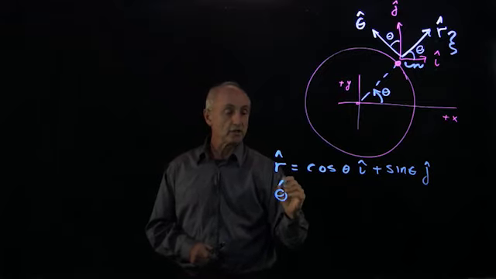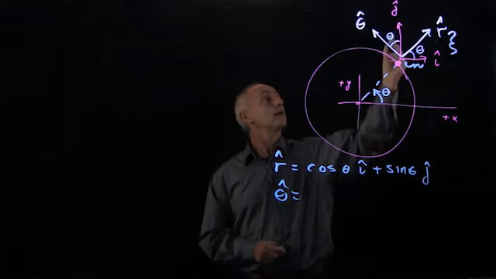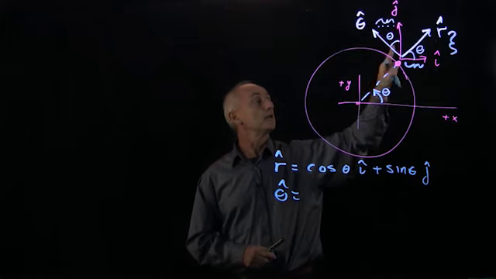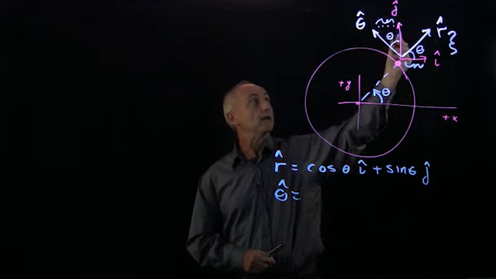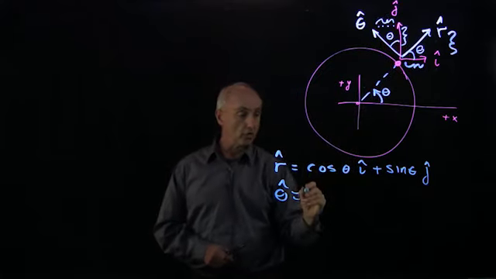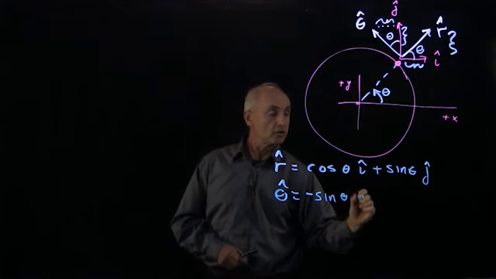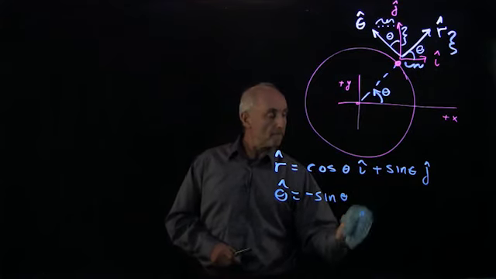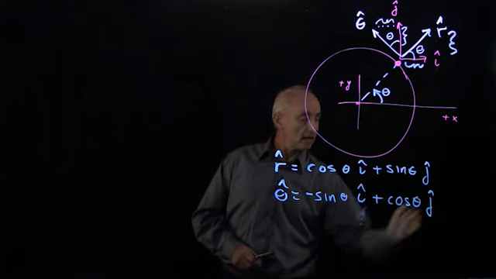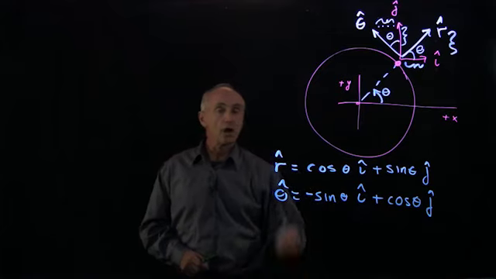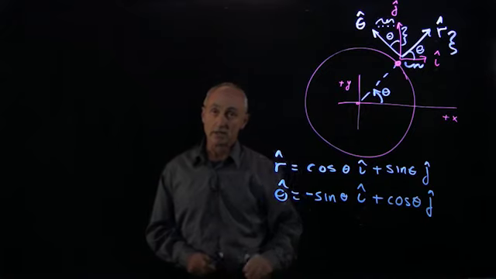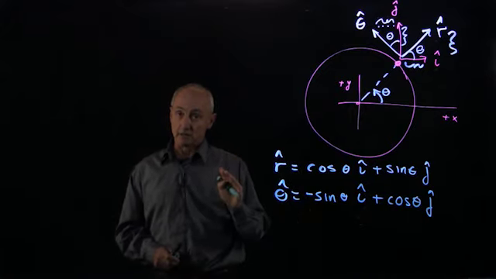In a similar fashion, theta hat has a component in the negative i hat direction, which is opposite the angle, and it has a component in the positive j hat direction, which is adjacent to the angle. So we have minus sine theta i hat plus cosine theta j hat. And that's how we can decompose our unit vectors r hat and theta hat in terms of Cartesian coordinates. Now, why is this significant?